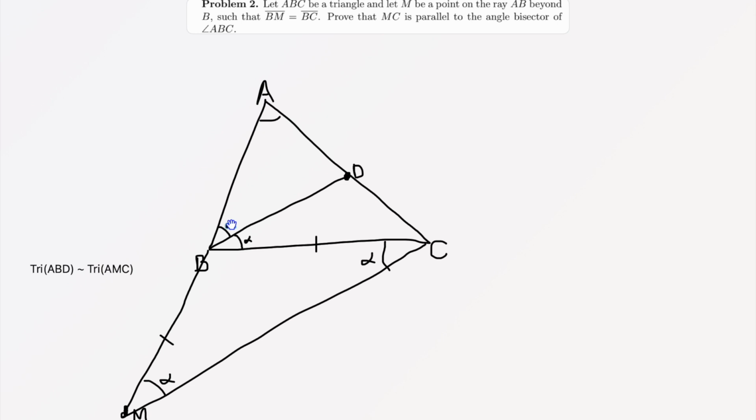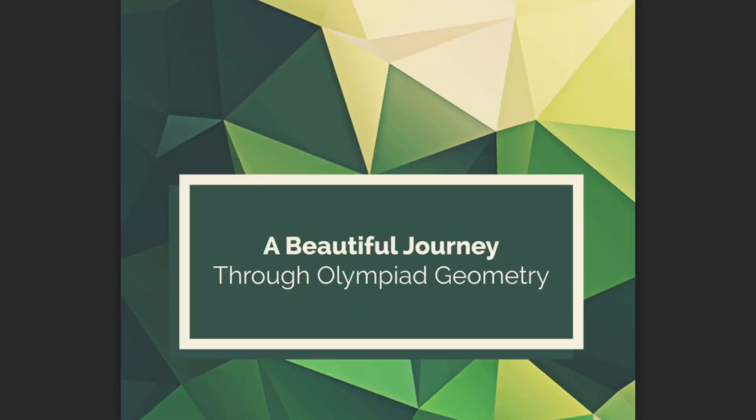Now, if you don't know all of this, I would recommend looking at some videos. Other videos are out there, or looking at this same book, A Beautiful Journey Through Olympiad Geometry. It is a wonderful book to look at, this one right here, and it's perfectly free on the internet.